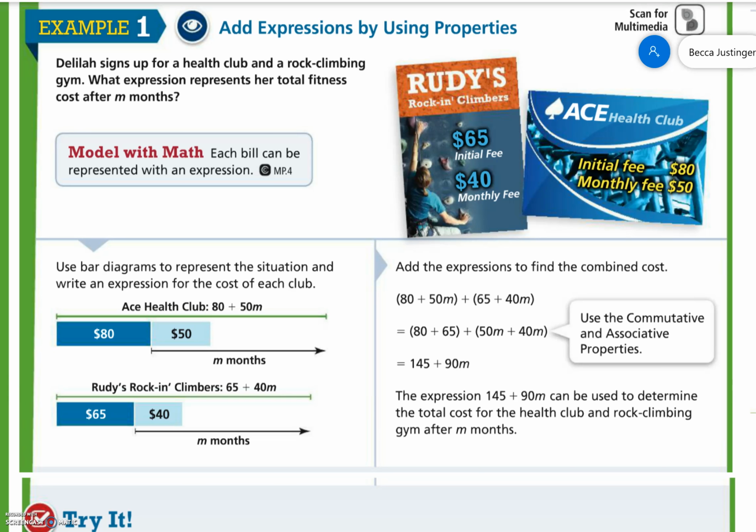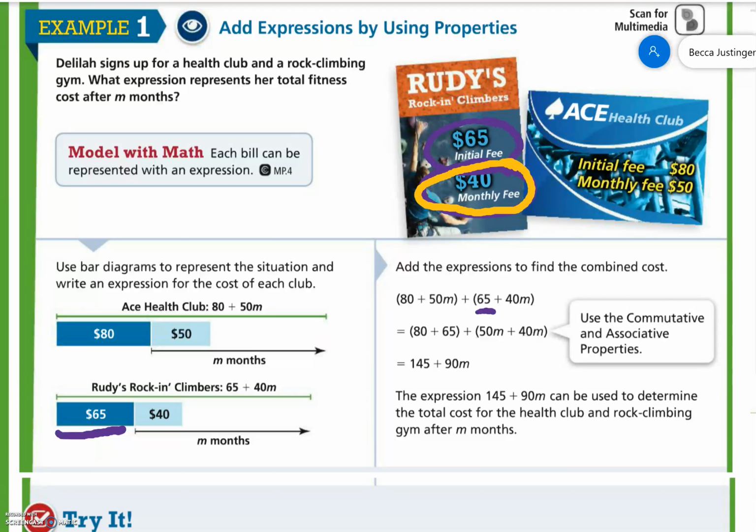Add expressions using properties. Delilah signs up for a health club and a rock climbing gym. What expression represents her total fitness cost after M months? So she's going to two different places. Rudy's Rock and Climbers is $65 initially. So she starts with $65, and then they charge her a $40 monthly fee.